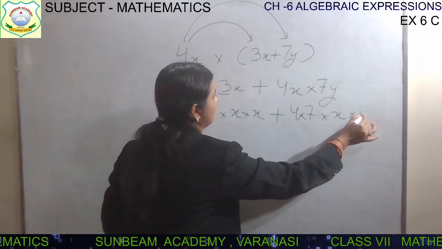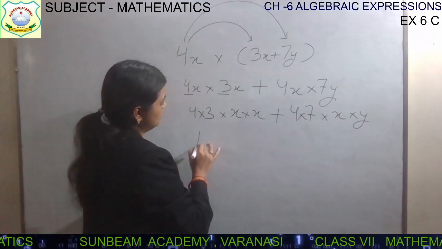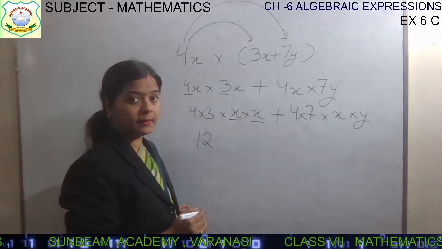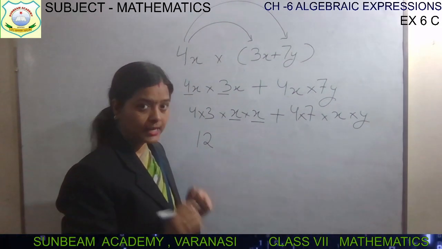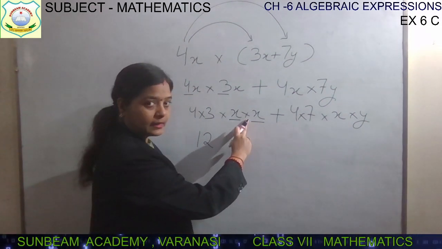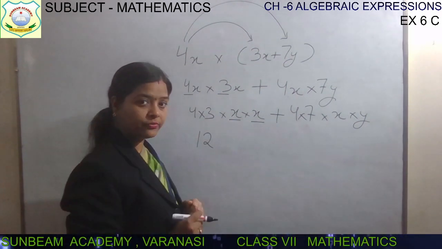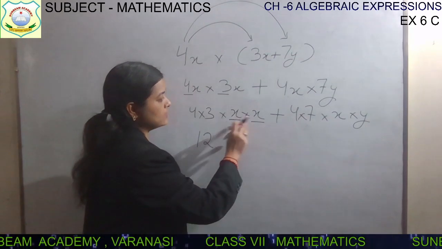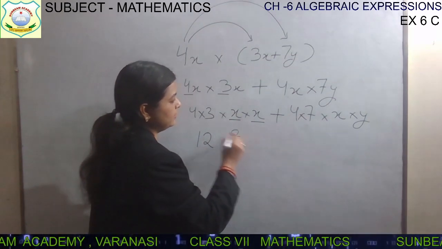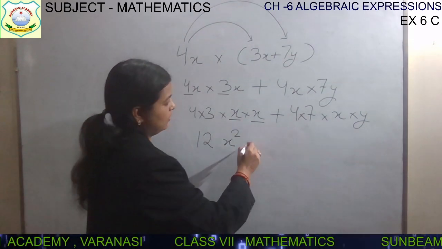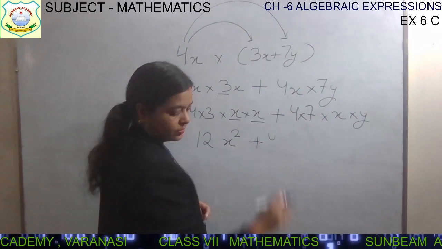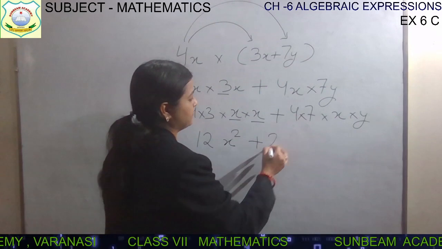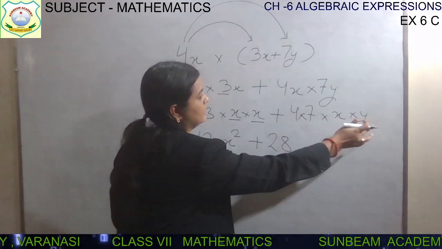x into y. Now 4 threes are 12. x into x. The base is the same, children. The base is the same, that is x, and we are multiplying them. So use the laws of exponents. In the previous chapter you have learned this. So x into x means x to the power 2. x to the power 2 plus 7 fours are 28. So we will write 28 and then x into y.